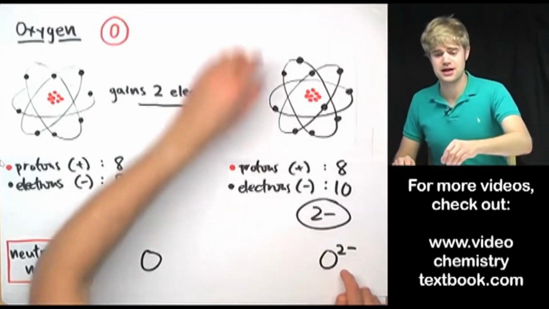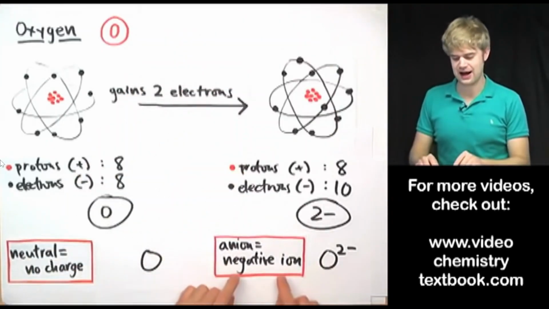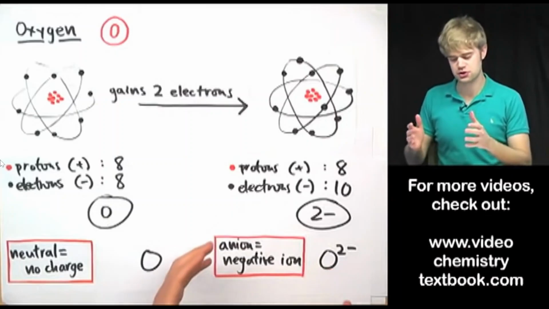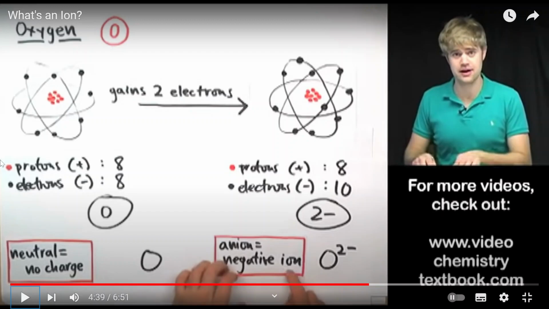This is an ion because it has a charge, and there's a specific name for it. We can call this an anion, which is the word that we use to describe a negatively charged ion. So we have cation for positive ions, and we have anion for negative ions.